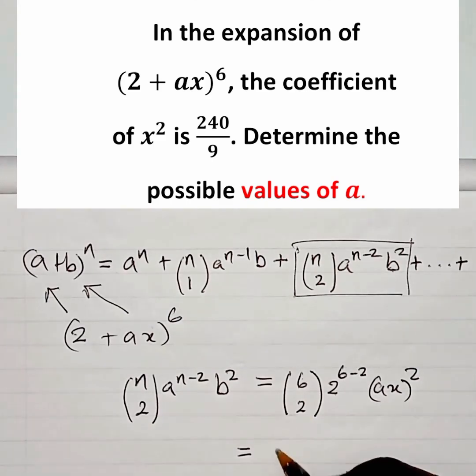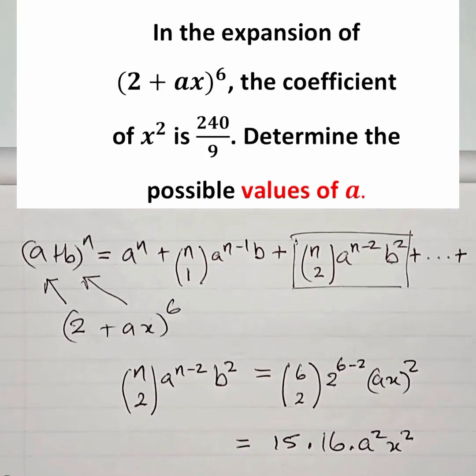Then we are going to simplify that further. 6 choose 2 is 15. And we have 2 to the power 6 minus 2. That will be 2 to the power 4, because 6 minus 2 is 4. And 2 to the power 4 is 16. So that is multiplying 16. And we expand that. We are going to have a squared x squared.